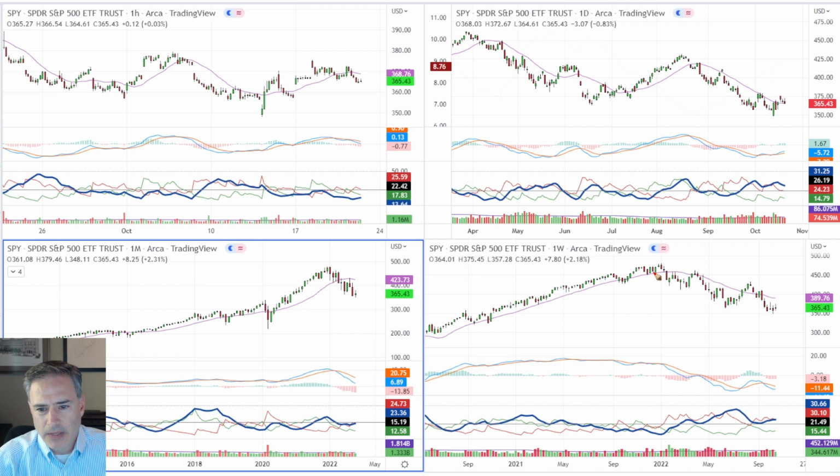Now, if you notice what happened on the weekly, when we failed here, the trend turned down. Now, yes, we got above this line, but it stayed declining. And as long as that's the case, that trend is down until we see a change, until we see this flatten out in some way, shape, or form. We have to assume that the trend is down.